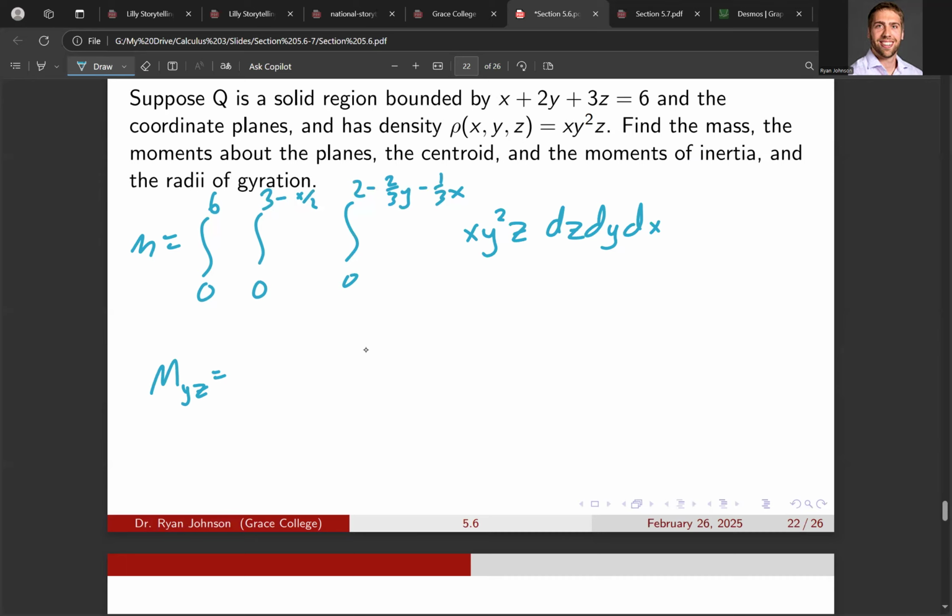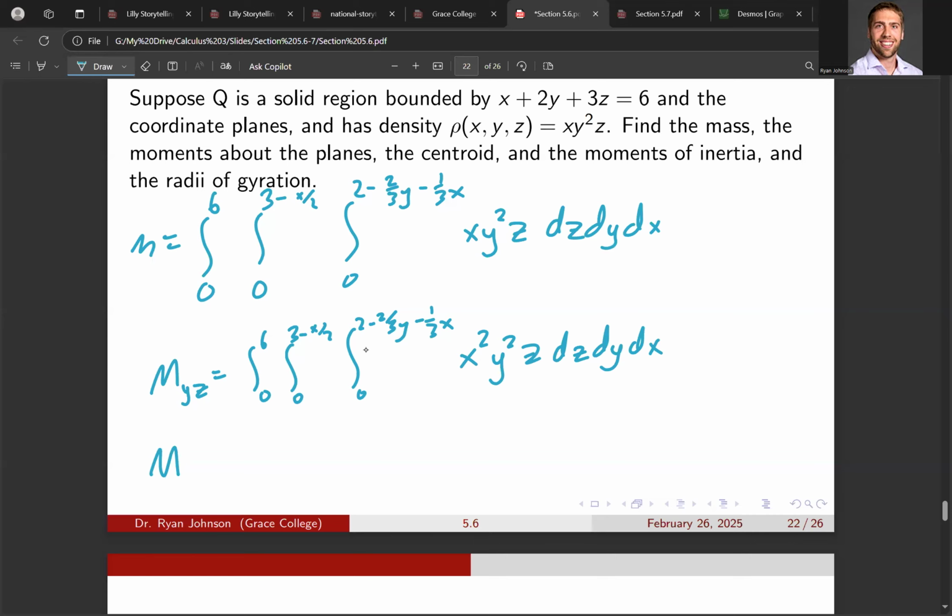Same thing, add an extra x in the middle. 0 to 6, 0 to 3 minus x over 2, 0 to 2 minus 2/3 y minus 1/3 x, x squared y squared z, dz, dy, dx. Okay, and then m x z. I'll just throw in an extra y value. So it's the same limits, x y cubed z.